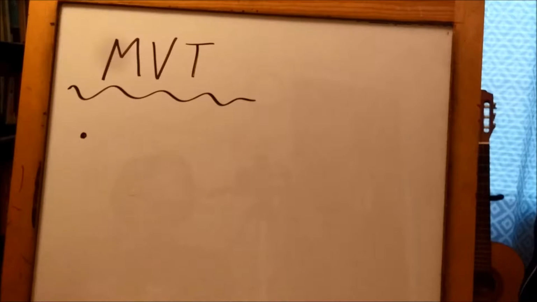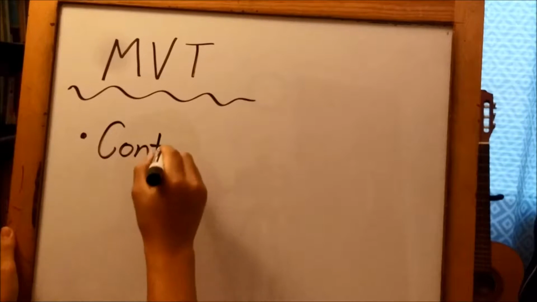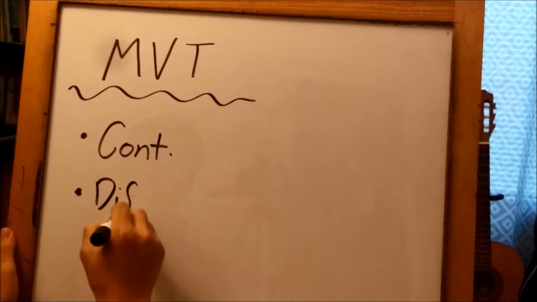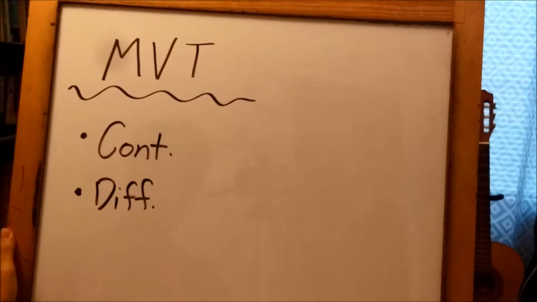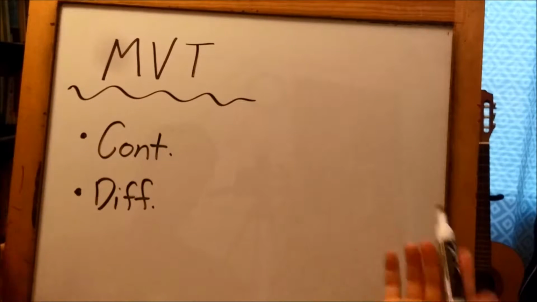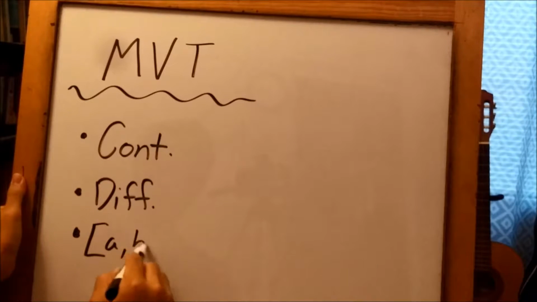Alright, so the mean value theorem actually has a couple requirements for it to work. The first one is that the function has to be continuous, and the function also has to be differentiable. What differentiable pretty much means, as a little review, is that you have to be able to find the derivative at every point in the function. And the last one is that the function has to be on a closed interval.